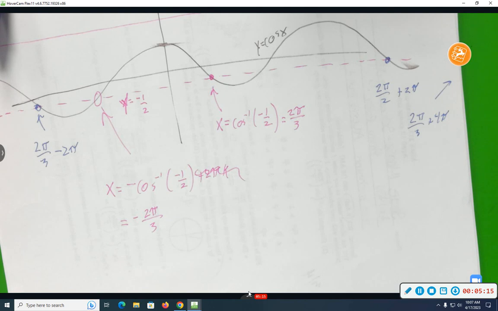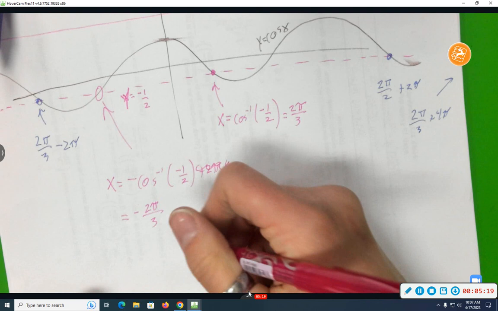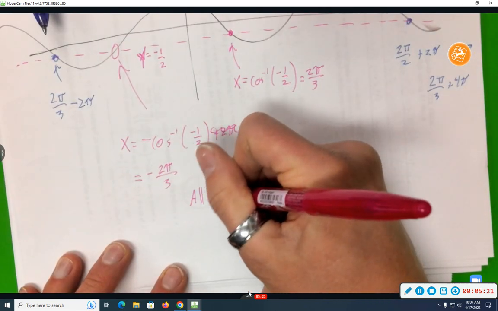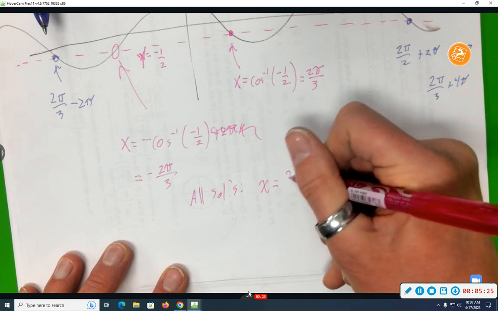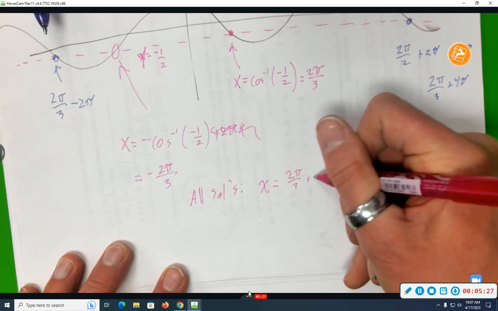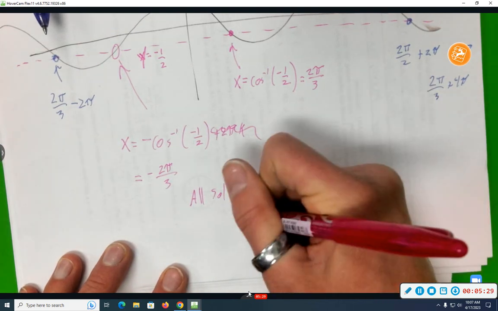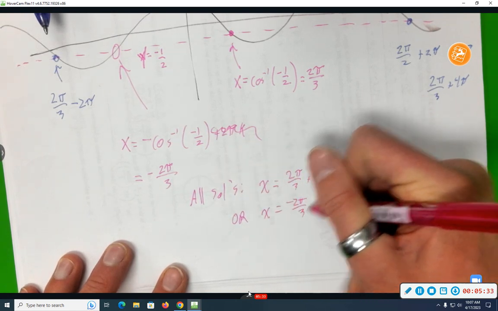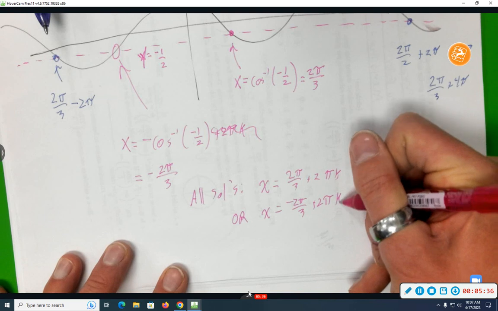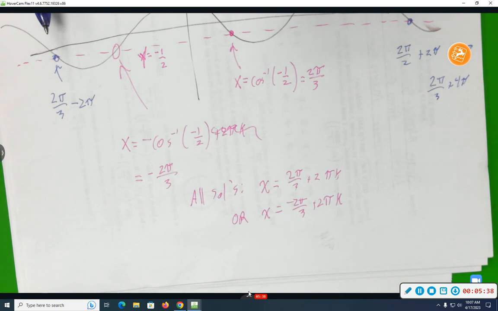Now that we have those two solutions, we can get all of the solutions to this equation by just writing down x equals 2 pi over 3 plus 2 pi k, and x equals negative 2 pi over 3 plus 2 pi k. And that completely solves this equation involving cosine. Those ideas make sense? Let's try to do the exact same thing for sine.